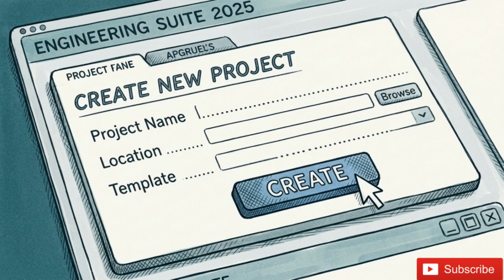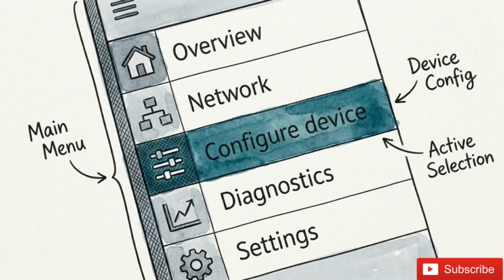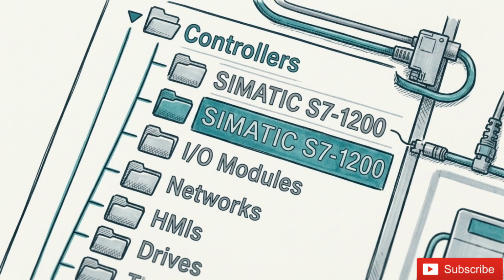Launch TIA Portal and click Create New Project. Name your file, set the save location, and click Create. From the left-hand menu, select Configure Device. Click Add a New Device and expand the Controllers folder. For this setup, open the specific S7 1200 model catalog.